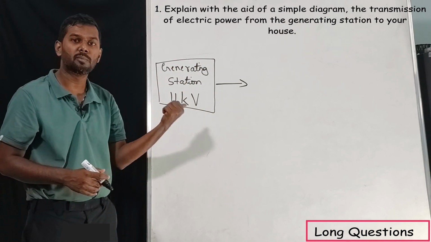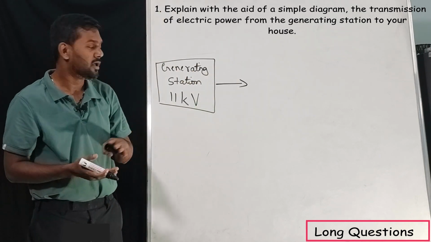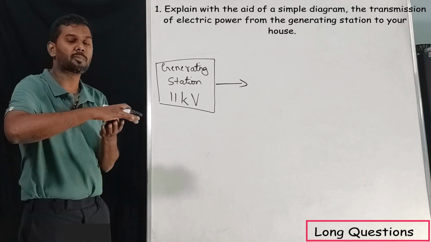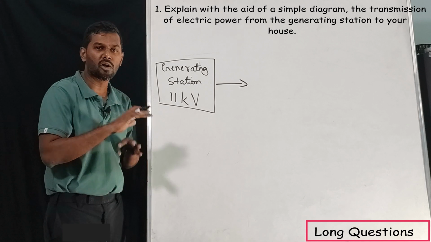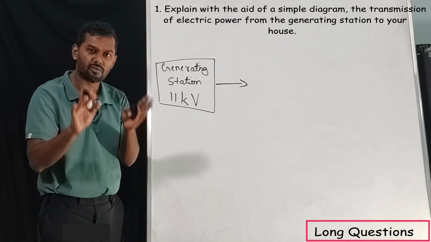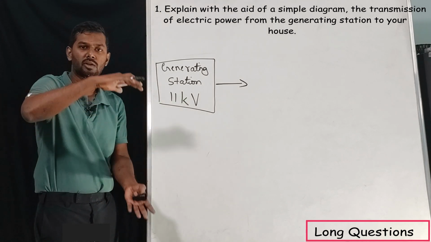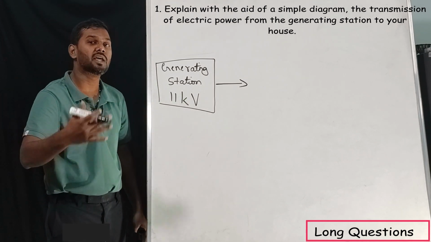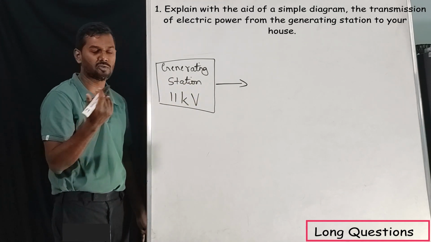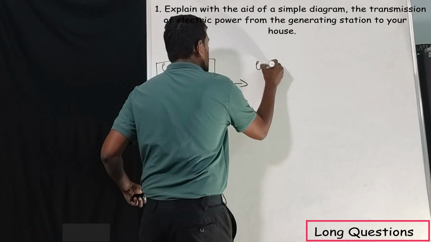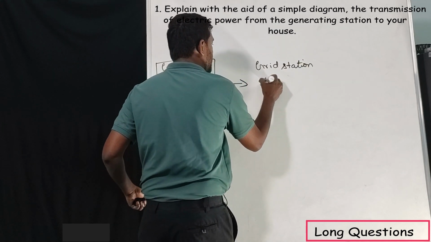We understood in the previous question that before transmitting, the voltage needs to be stepped up. Stepped up means increased. Why? There will be a loss of energy. We cannot avoid that loss of energy, it will definitely be there. So once the value of voltage is increased, whatever the loss is there will be lost in the increased voltage, and we are definitely going to get this much. In the grid station, it is stepped up.